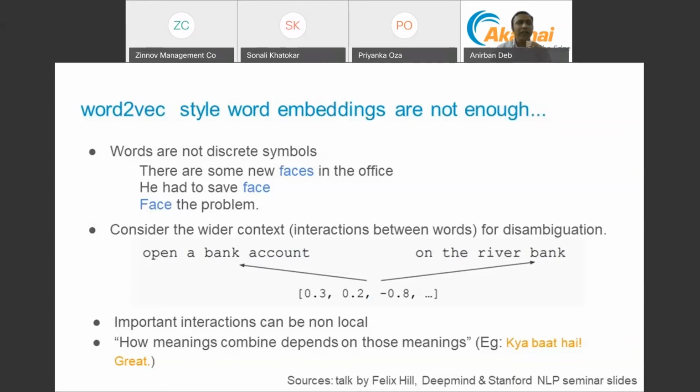It changes because words start interacting with each other. And so when we disambiguate, we need to look at the wider context. We need to look at the interactions. And sometimes these interactions can be non-local. They're not just the next word. They're far away in the sentence.